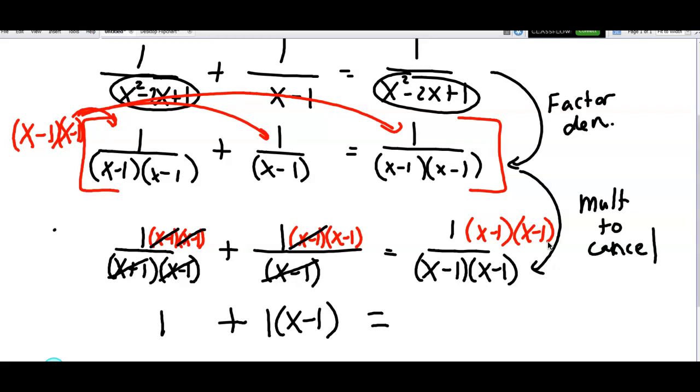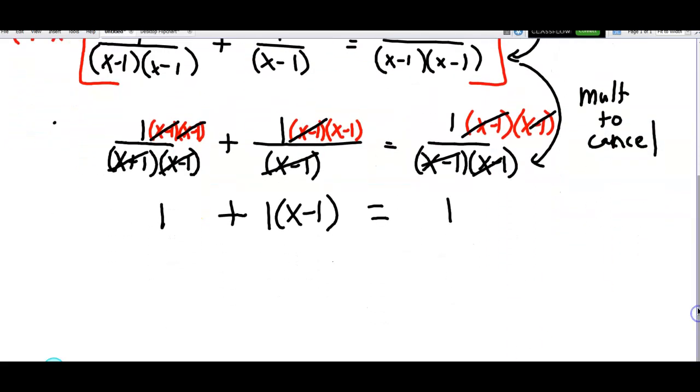Jedrick, what about the last one? Okay. So these go away, right? And all I'm left with is 1. So factor, and after that, multiply to cancel stuff out. Let's do the next step here.